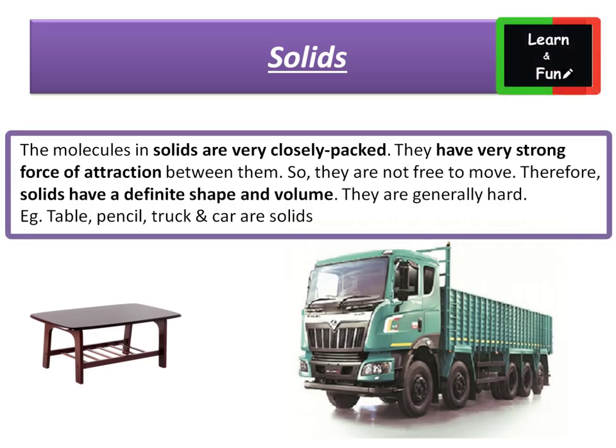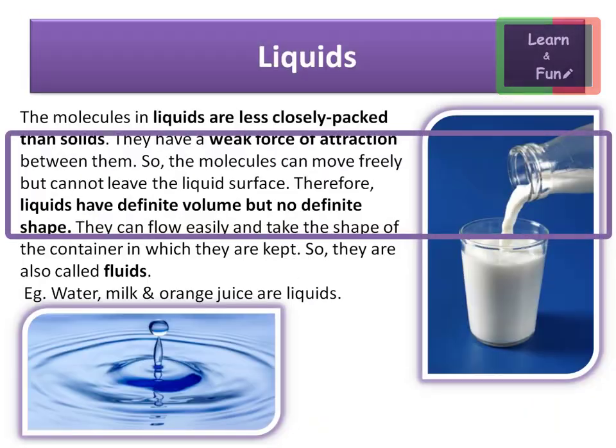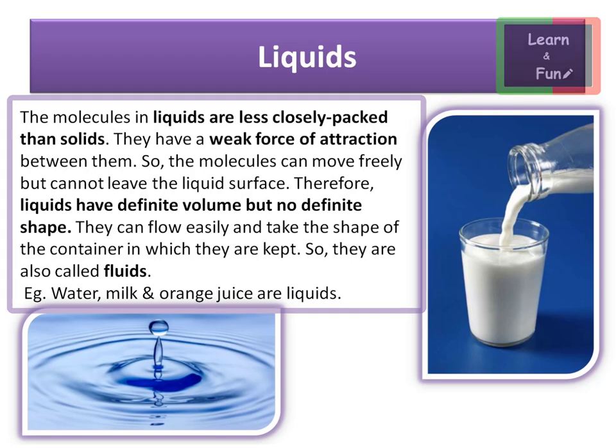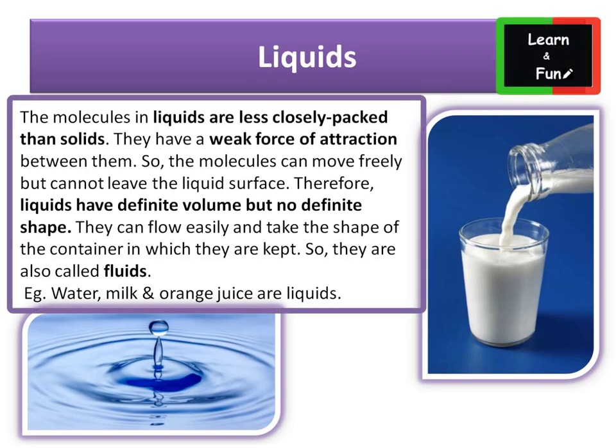The picture of the table is nothing but an example of a solid that has its own shape and does not flow at a given temperature. Second one is liquids. As compared to solids, the molecules in liquids are less closely packed. They have a weak force of attraction, so the molecules can move freely but cannot leave the liquid surface.